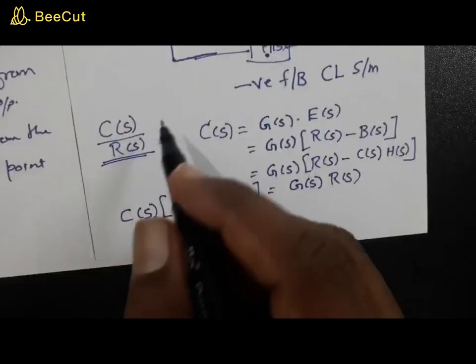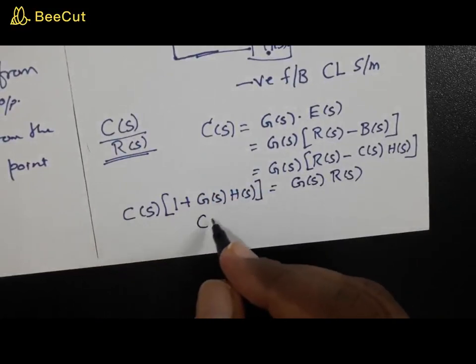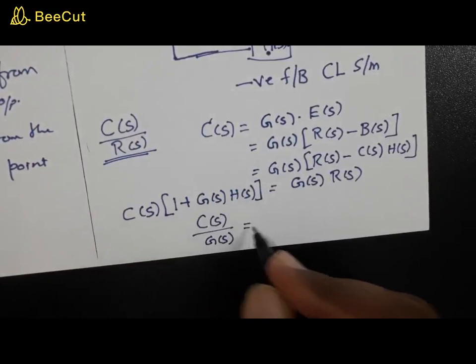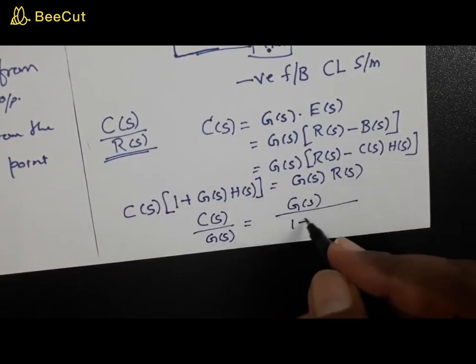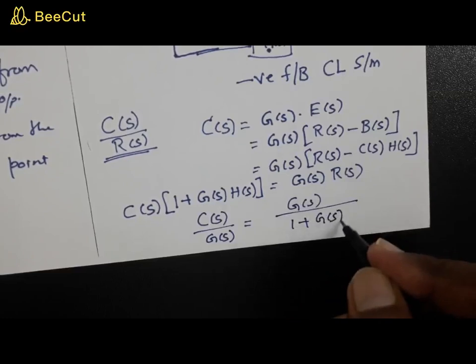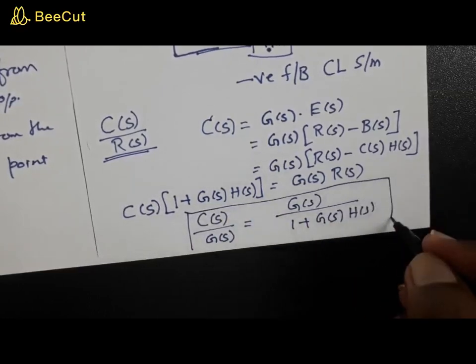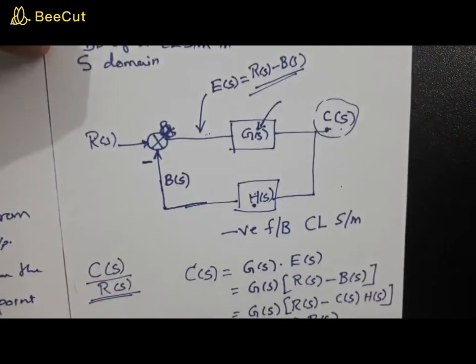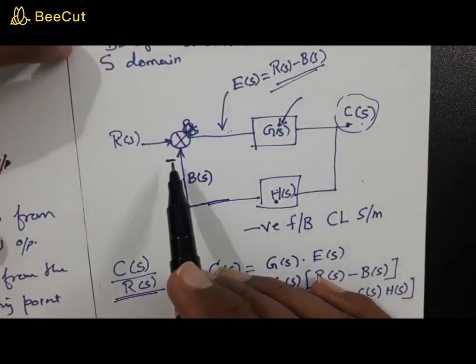Now what you need is C of s by R of s. From this you can bring this G of s down. So C of s by R of s is equal to G of s divided by 1 plus G of s H of s. So what is this? This is the transfer function of a closed loop control system. Now this is the case with the negative feedback.